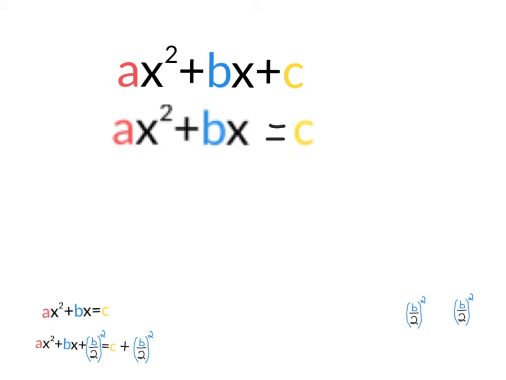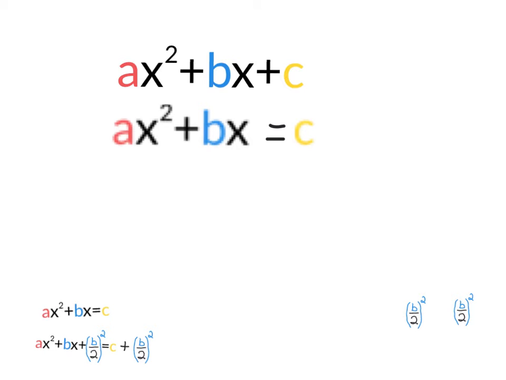So regardless of how it originally is given to you, you need to write it in ax squared plus bx equals c. Now, if the c has to be moved over, remember that it has to change the sign. Or if the bx was over on the right side and you move it to the left, it has to change signs. So we write it in this format. Then we are going to add half of b squared to both sides.